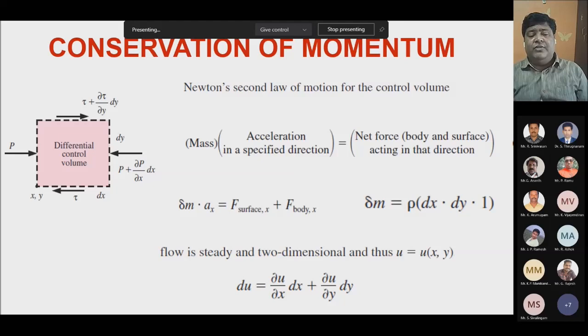So within the control volume, the x direction velocity u will change in x as well as in y. It can move upwards, it can move straight also. The velocity changing in the x direction is dou u by dou x, and the velocity changing in the y direction is dou u by dou y.